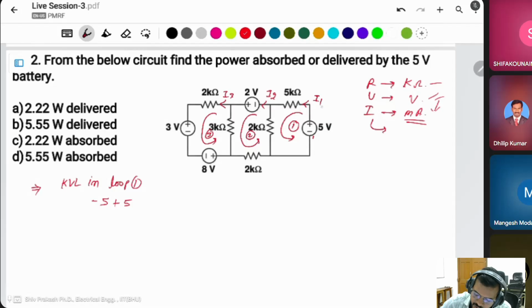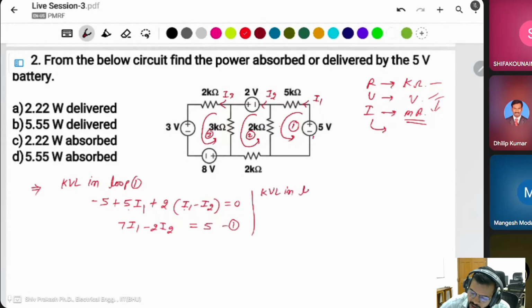This will be 5 into I1, plus 2 times the current, which is I1 minus I2, is equal to 0. So 5 I1 plus 2 I1 minus 2 I2 gives 7 I1 minus 2 I2 equal to 5. Equation number 1.